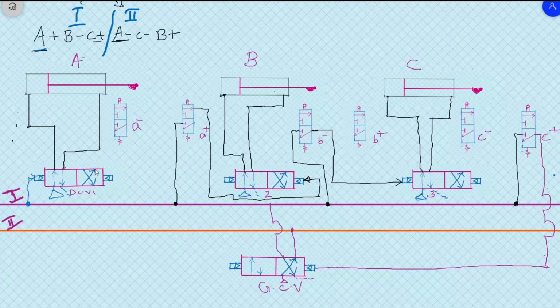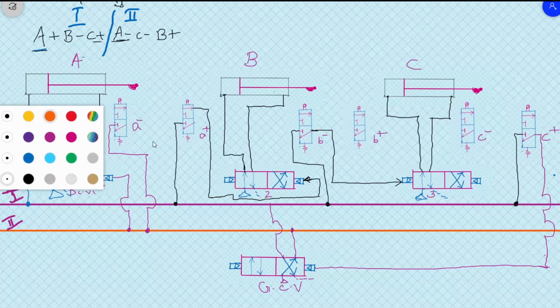Now the first step in group 2 is to achieve A minus. That is, DCV1 has to change from the initial position to the other position where the inlet from the compressor to the DCV is connected to the return stroke of the cylinder. So we connect the group 2 pressure line to the A minus actuation of the DCV. Once that is done, we will receive the limit switch signal at A minus. The limit switch pressure supply is connected to group 2 because it falls under group 2.